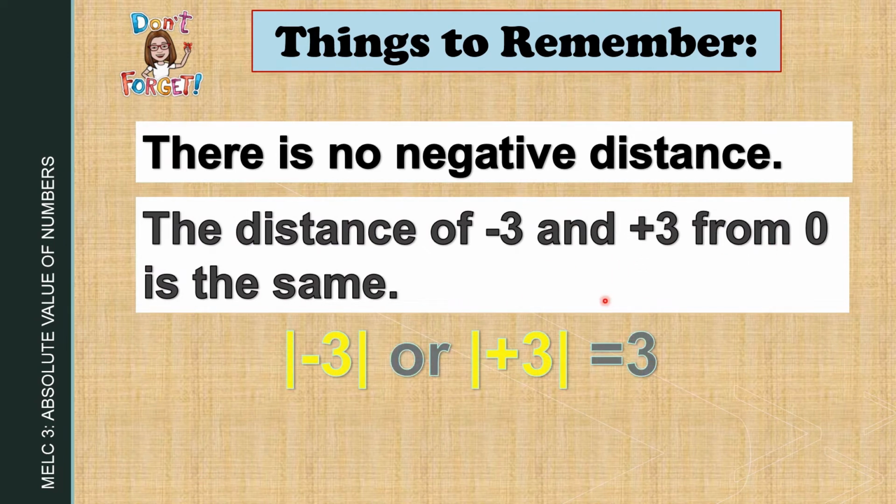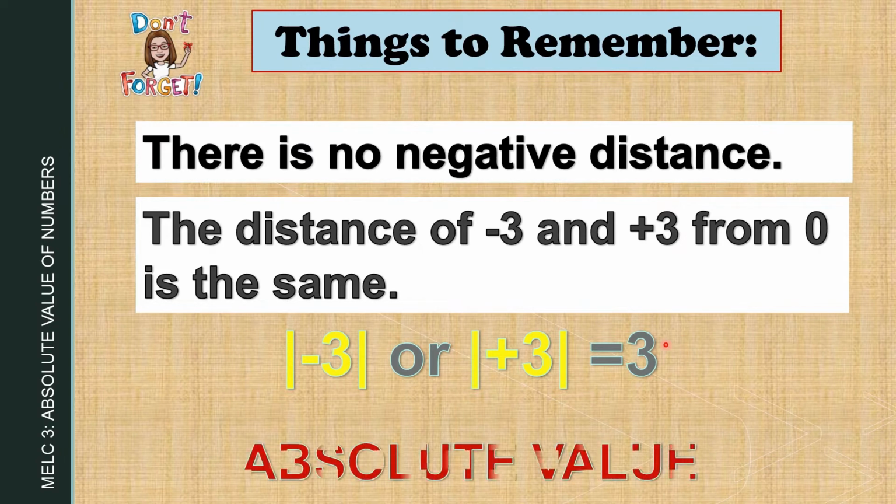So when you write that in symbol, the distance of -3 is written like this with 2 bars enclosing it. And the distance of +3 from 0 is written like this with 2 bars surrounding it. And you know that it is 3 units. Both of them are 3 units away from 0. So this one is what we call absolute value. The distance of any number from 0 is called absolute value.